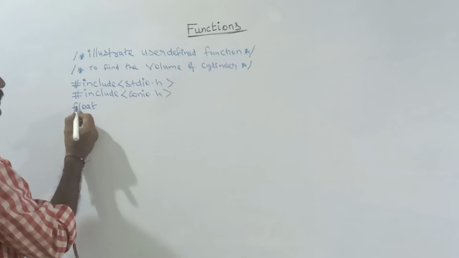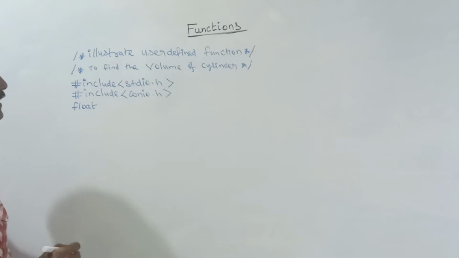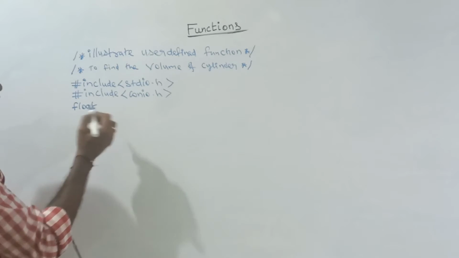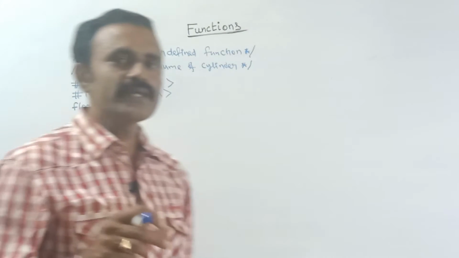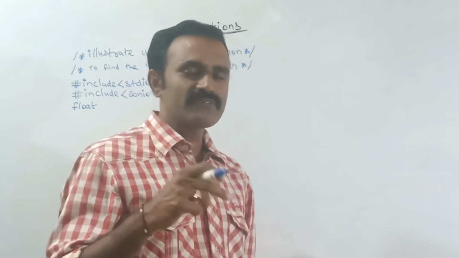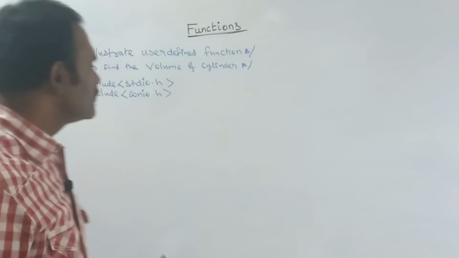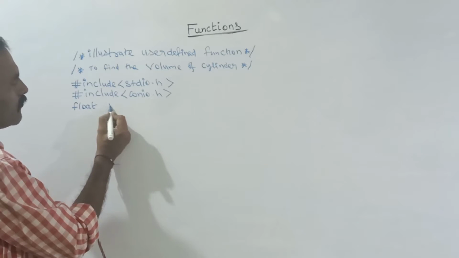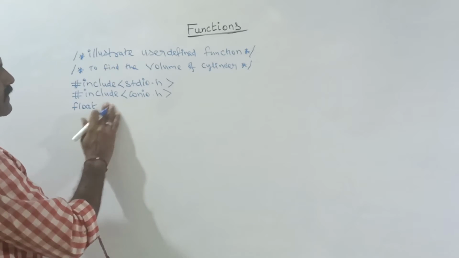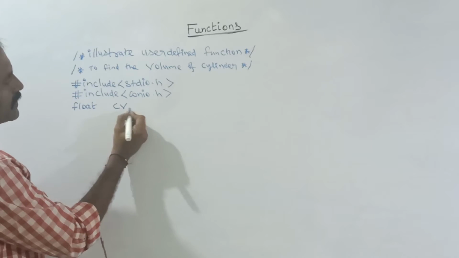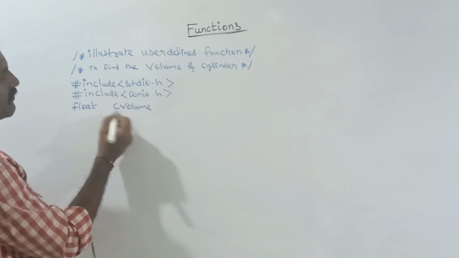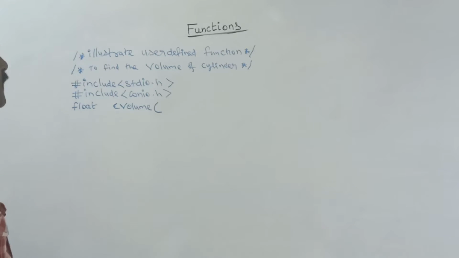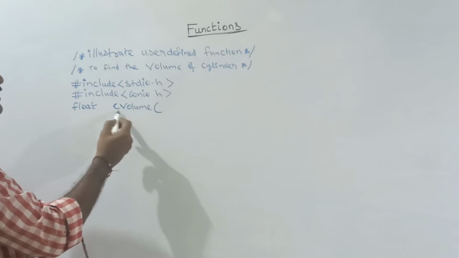In the function declaration part, the syntax is first the return type, next the function name. Now we need to give a user defined name for our function. We are going to find the volume of a cylinder, so we can give the name as C volume, that is cylinder volume. My function name is C volume.